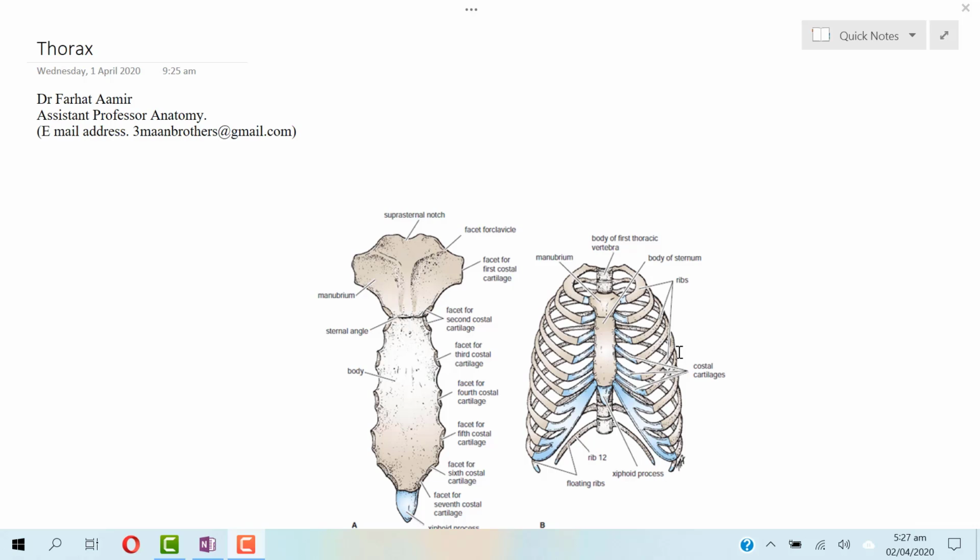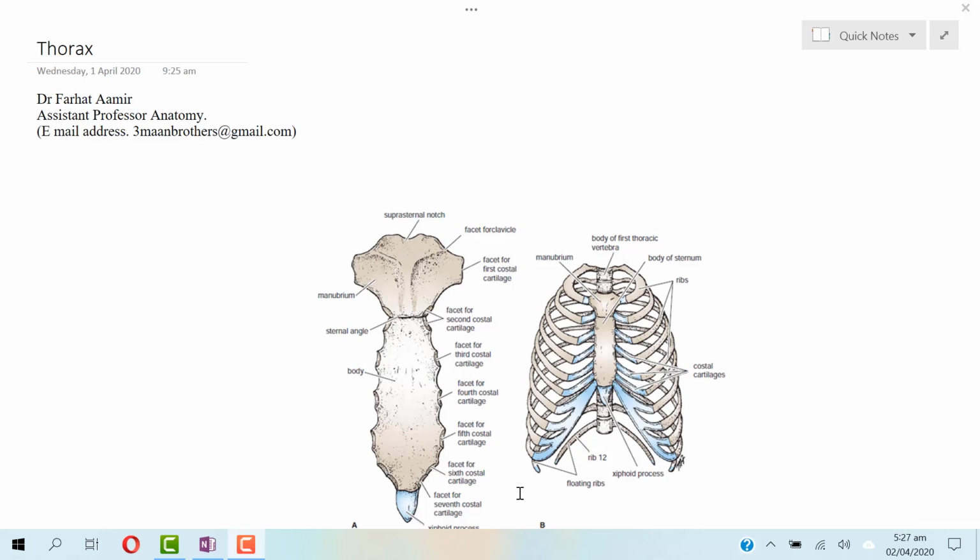The thorax is covering the main vital organs, which are the heart and lungs. The thorax communicates with the neck. We have a neck here. So superiorly it communicates with the neck, and inferiorly it is separated from the abdomen by the diaphragm. There will be a dome shaped diaphragm inferiorly.